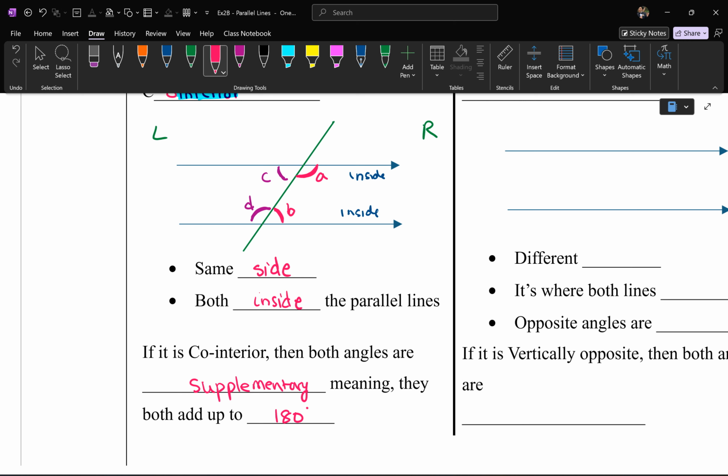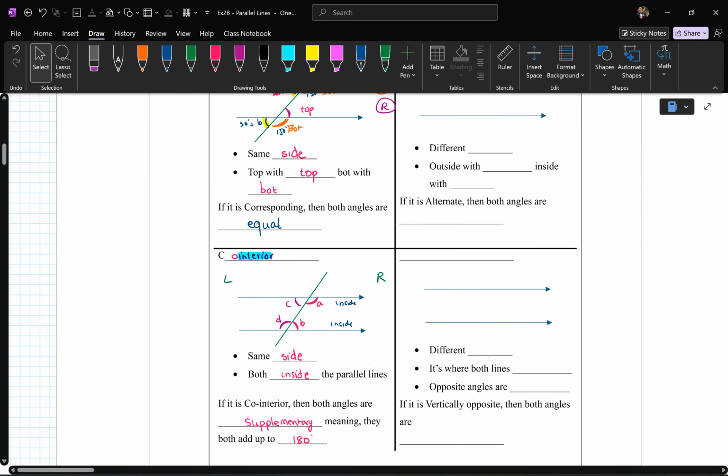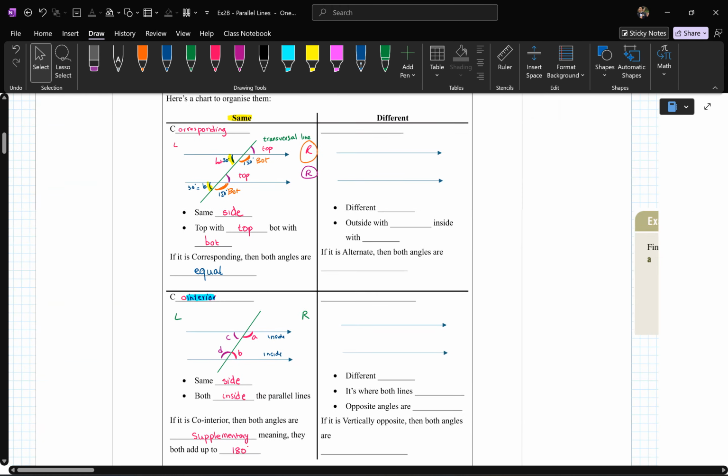So that's the special one. That's the only one out of the four that has to be supplementary. The rest is always equal. Okay, so A and B, you can tell because one's obtuse and one's acute. It can't be equal. They actually add up to 180. Okay, so that's the two properties there. So if I zoom out, can you see why I put it under the column same?